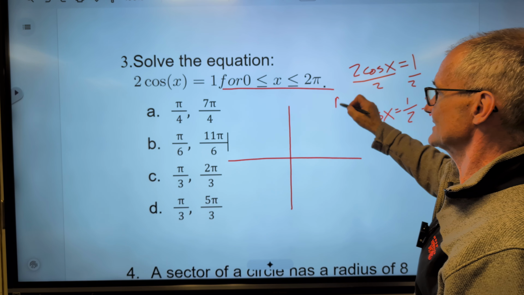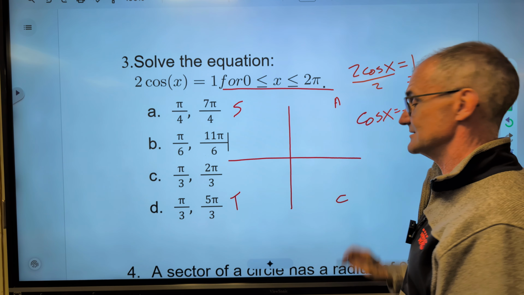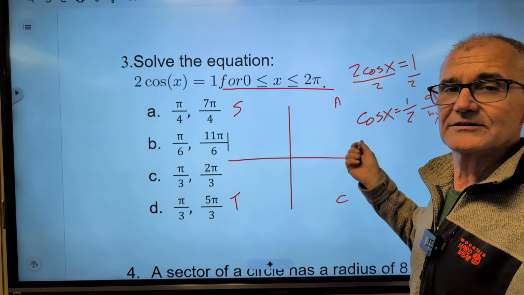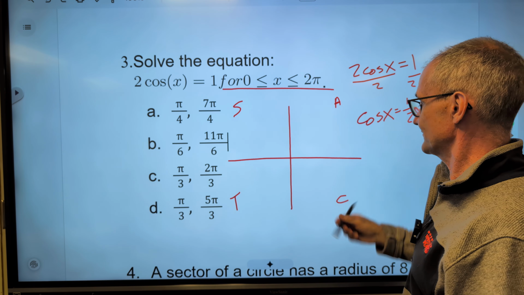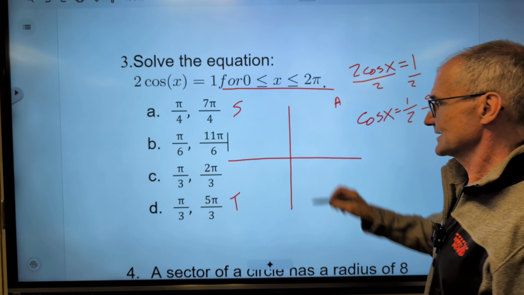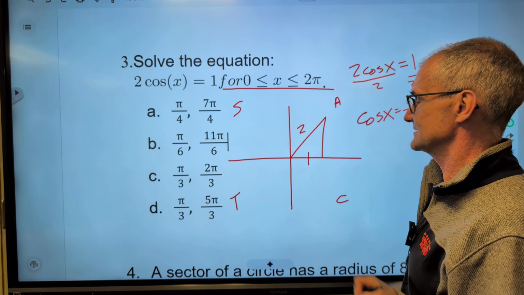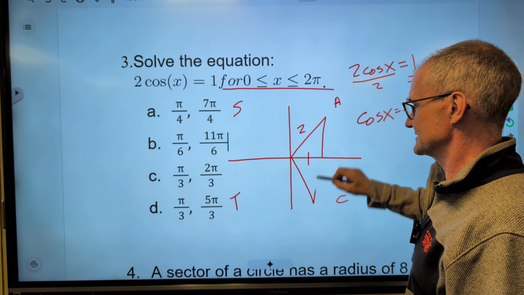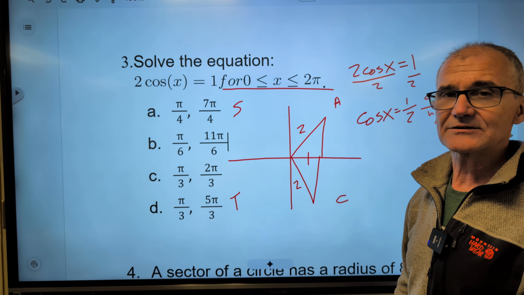I don't know if you have this before. All students take calculus. It's a mnemonic device telling you where the trig functions are positive or negative. Cosine will be positive in the first and the fourth. So what I have here is an adjacent of 1 and a hypotenuse of 2. Those are my two triangles.